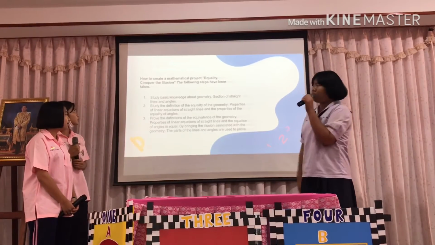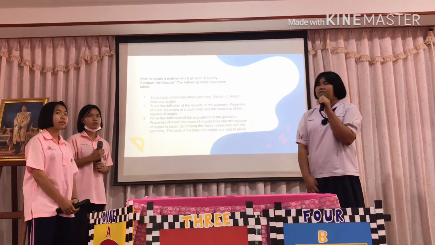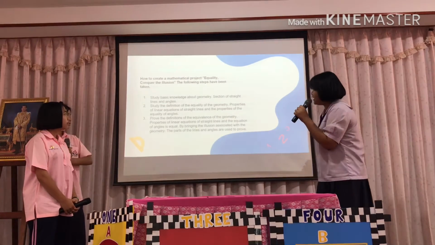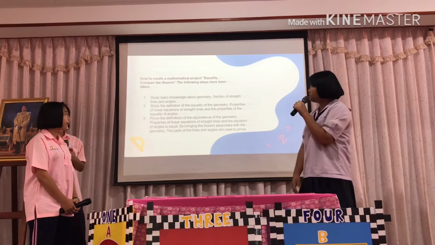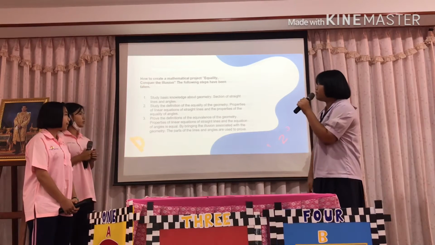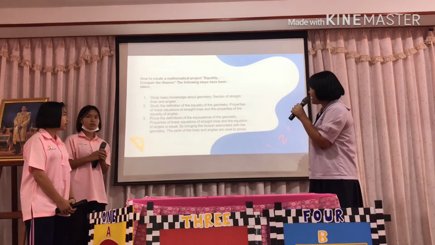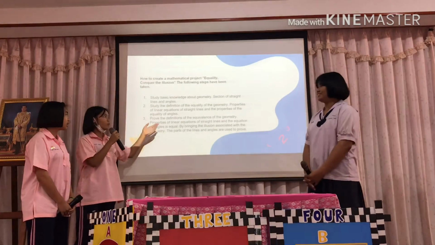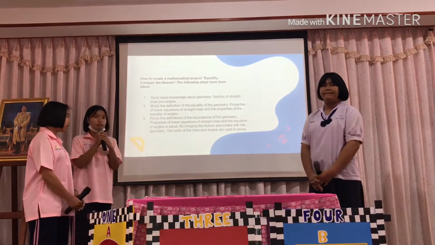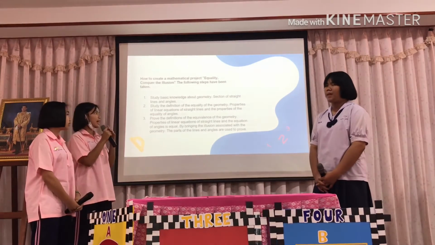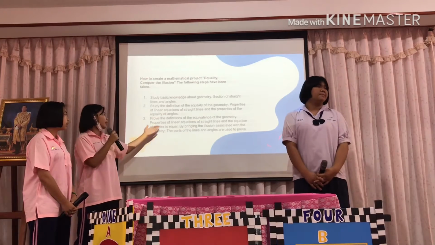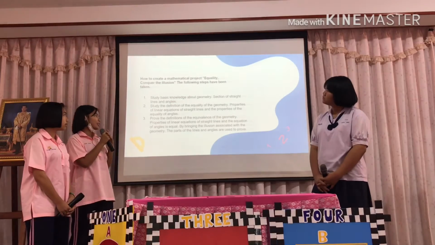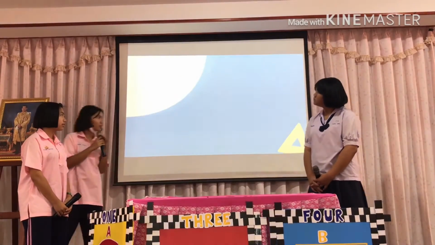Here are the procedures of the project. First, study basic knowledge about geometry, sections, straight lines, and angles. Second, study the definition of geometry, equality of geometry, the property of linear equations of straight lines, and the property of angles. Third, prove the definition of equivalence of geometry, the properties of linear equations of straight lines, and that the equation of angles is equal, by bringing in the illusions associated with geometry. The paths of the lines and angles are used to prove this.